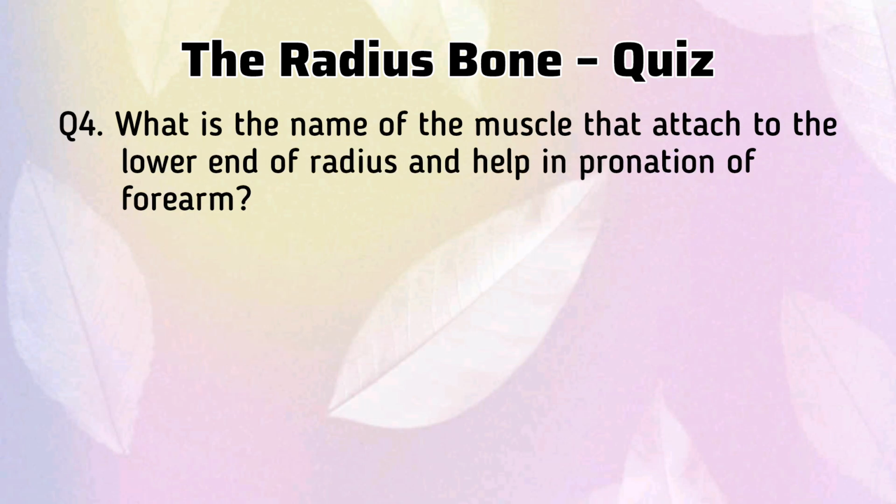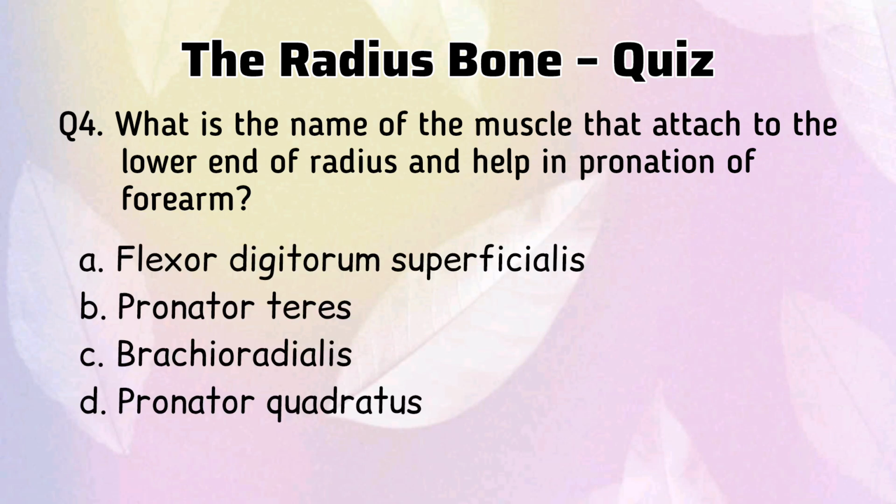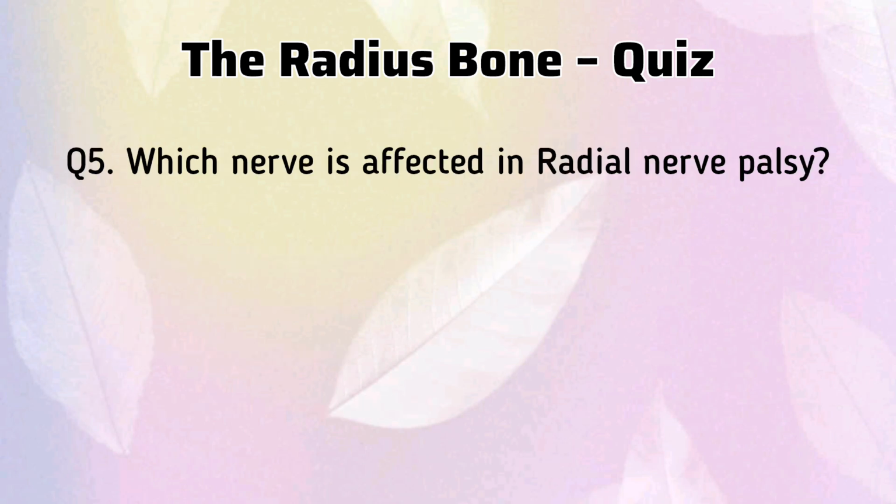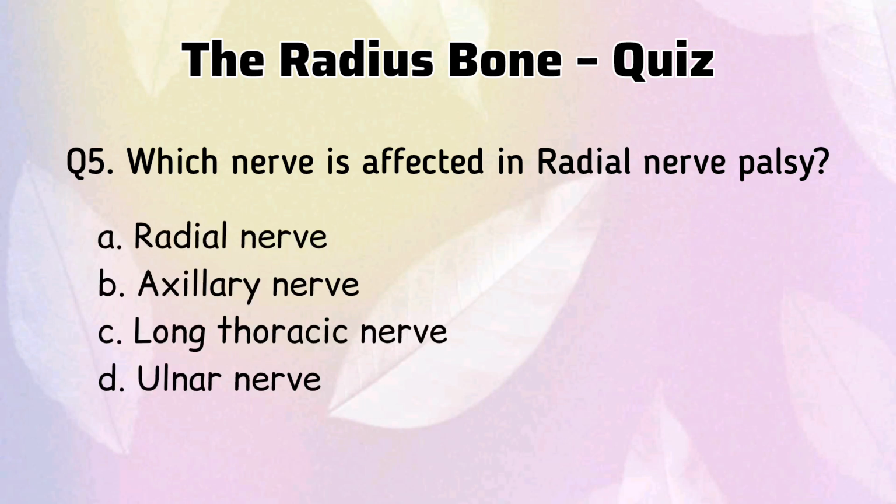What is the name of the muscle that attaches to the lower end of the radius and helps in pronation of the forearm? The correct answer will be pronator quadratus. Which nerve can be affected in radial nerve palsy? The correct answer will be radial nerve.